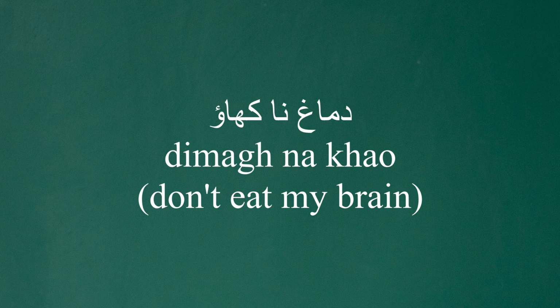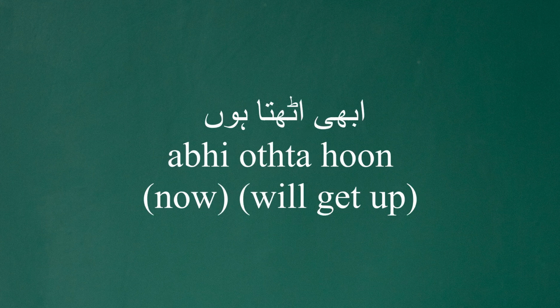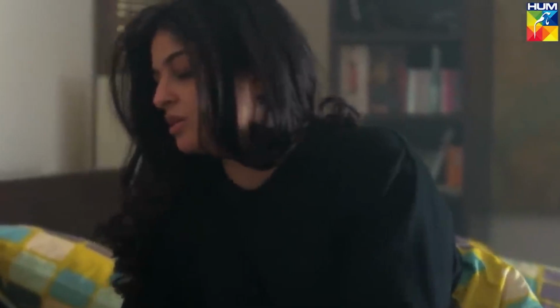Dimagh na khao means don't eat my brain. Dimagh is brain. Khao, eat, like an imperative. Khana is to eat and khao is eat, like a command. So dimagh na khao is quite a common phrase. Dimagh na khao mera. Don't bother me. Don't eat my brain. Leave me alone. That's what it means. Abhi utta ho. I'm just getting up. Abhi utta ho.